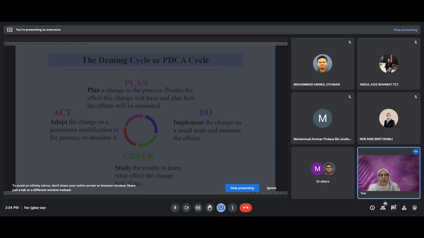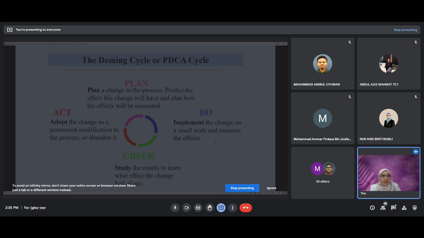It involves plan, do, check, and action. Plan is a change to the process. This is where it predicts the effect this change will have, and plans how the effect will be measured. So, in other words, Deming wants the organization to plan for the changes and their effect. And then he also proposed that in the do cycle, the management can implement the change on a small scale and measure the effect.